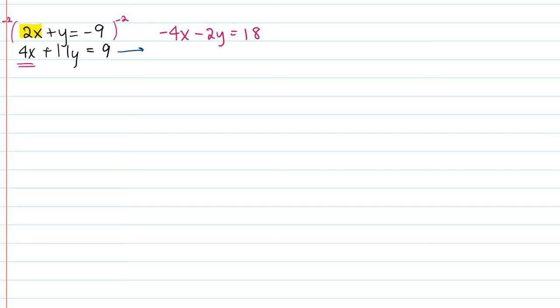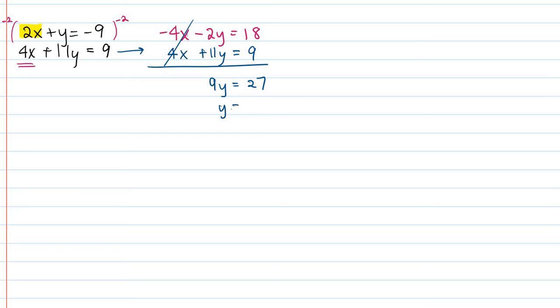Then we can just move over our second equation, which was positive 4x plus 11y equals 9. So now our x's eliminate. We end up with 9y equals 27.